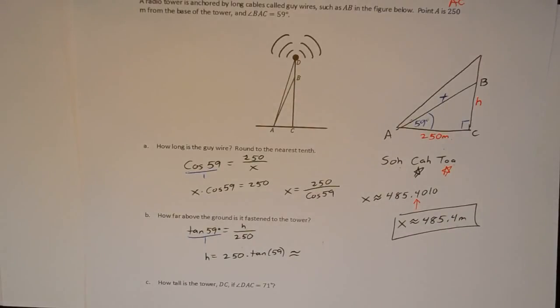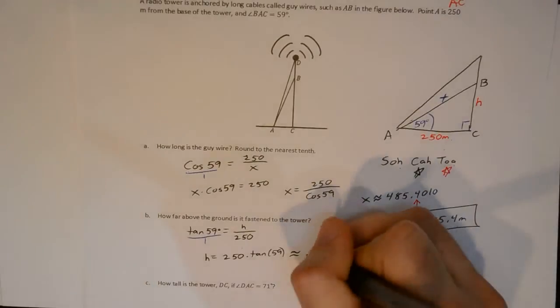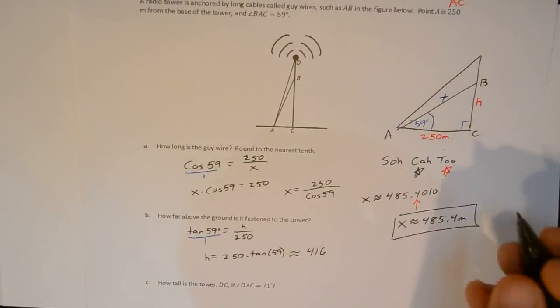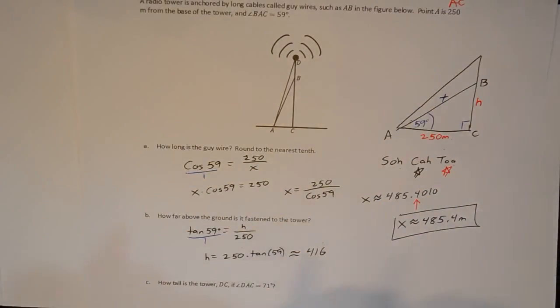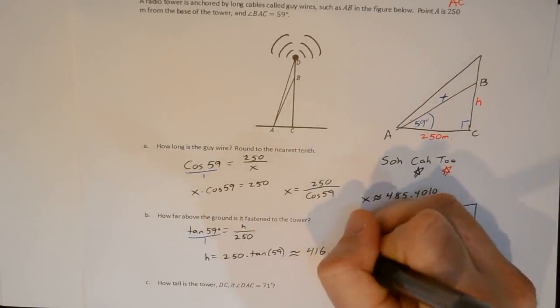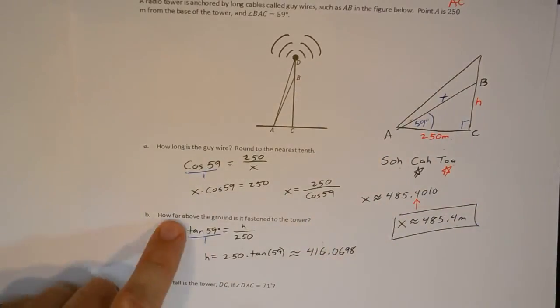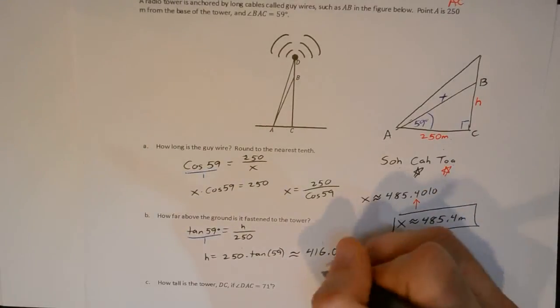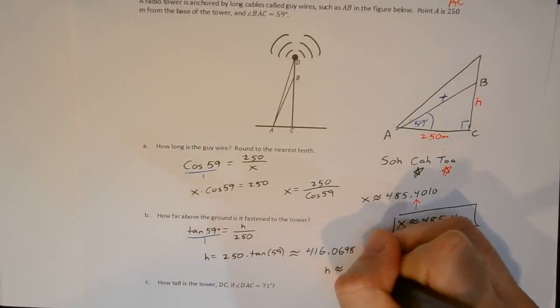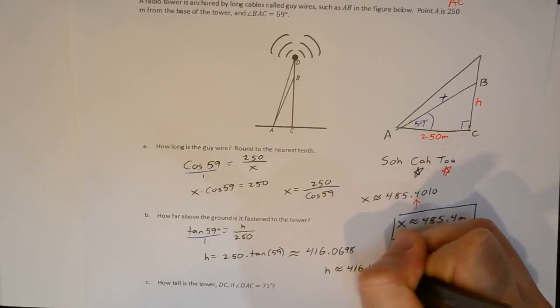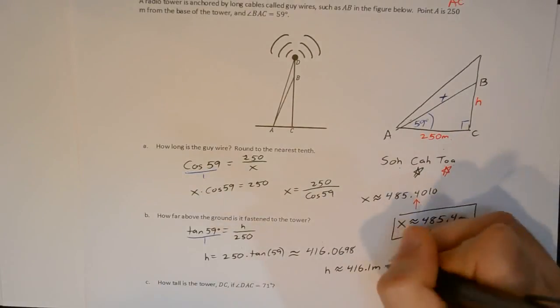250 times the tangent of 59 is going to be approximately 416. It doesn't tell me how to round, so this is actually, I'm getting about 416.0698 or so. Since it doesn't say how to round, I'll round again to the nearest tenth, so we'll say the height is about 416.1 meters off the ground.